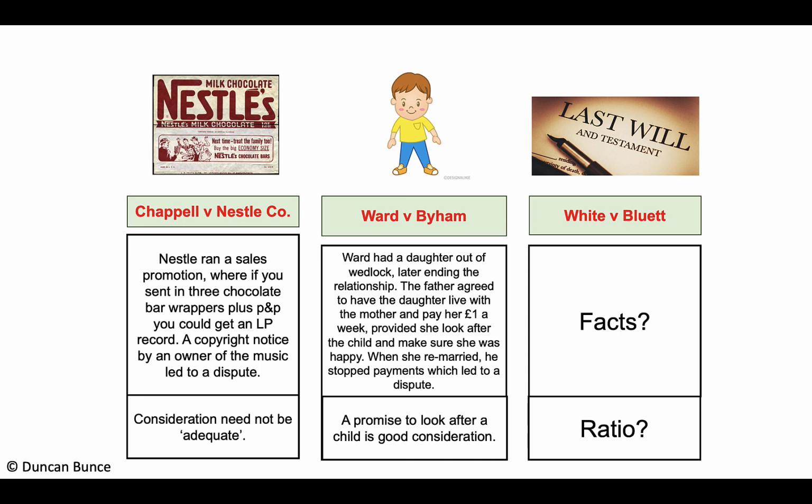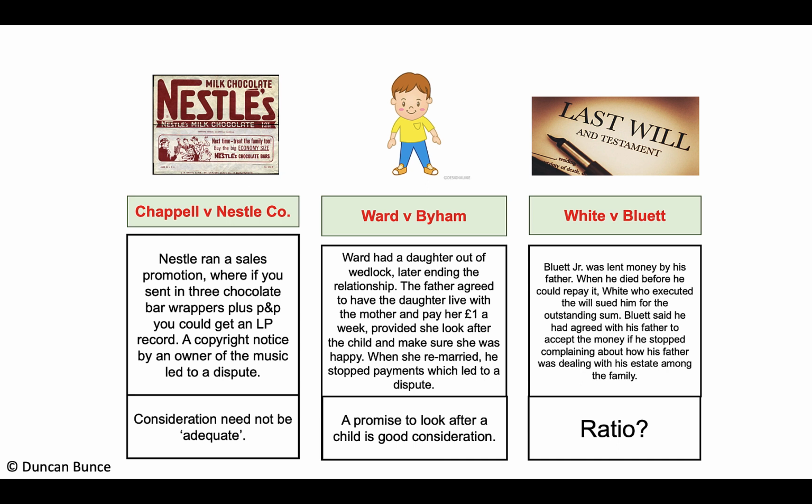Perhaps they also felt that children, vulnerable young people as they are, again, this was something that should be considered good consideration as part of the contract. But we can compare and contrast that somewhat with the next case, White and Blewett. And in this case, you've got here that Blewett Jr. was lent money by his father. When he died before he could repay it, White, who executed the will, so basically performed it, sued him for the outstanding money.